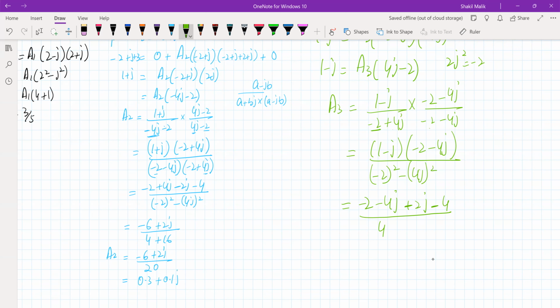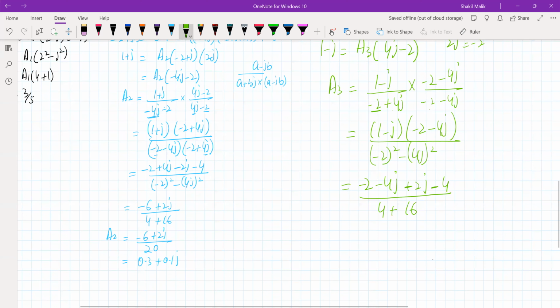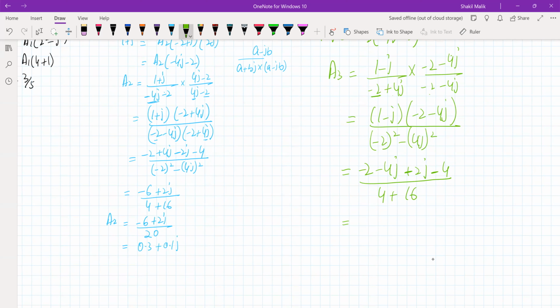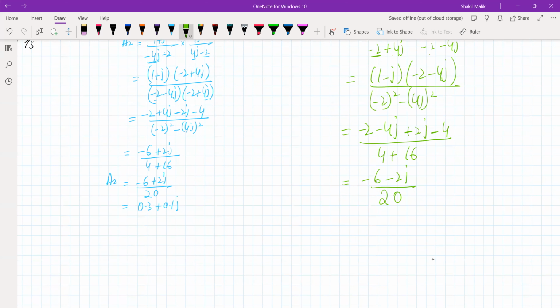Okay, this is 4 plus 16, right? So it will be 16, j square is minus 1, so it will become plus 16. So this is minus 6 minus 2j divided by 20. Okay, I forgot to write minus here because it is minus 6. So it is minus 6 divided by 20, that's again minus 0.3, minus 2 by 20 is 0.1 j.